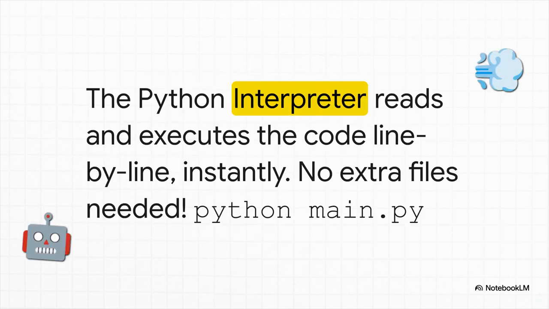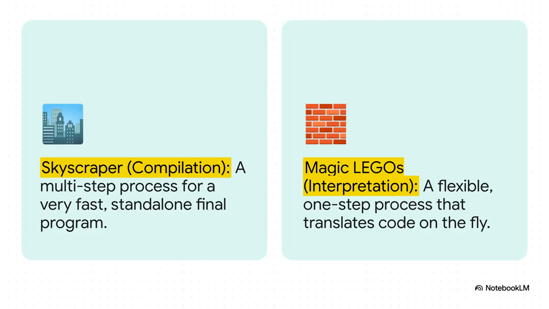So with this method, there's no big construction company, no separate steps. Instead, we have this kind of magic robot that's always with us. This is the Python interpreter. We just show it our instructions. It reads the first line, does what it says. Reads the next line, does what it says. On the spot. No waiting, no object files, no linking. It's immediate.